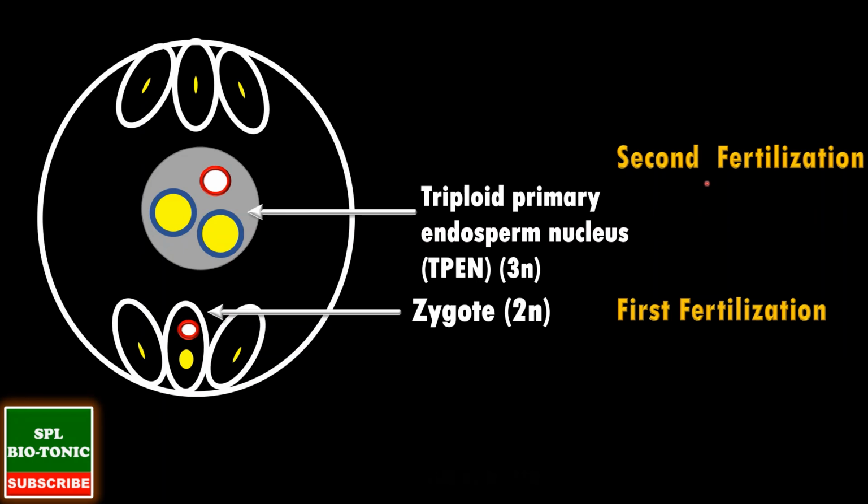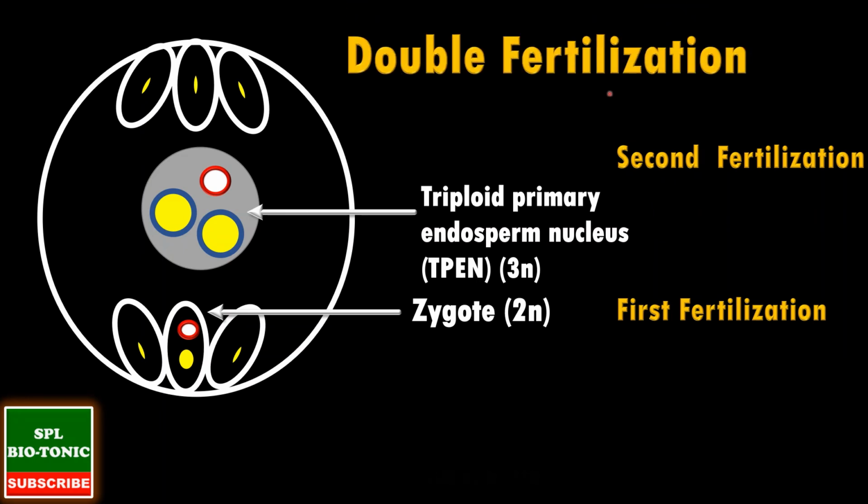So students, in angiosperm, fertilization is occurring twice. Therefore, this process is called double fertilization. Especially during the second fertilization, three nuclei as such are fusing. Therefore, this process is called triple fusion.